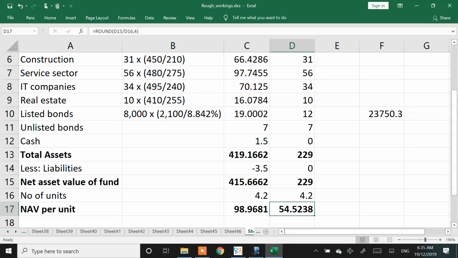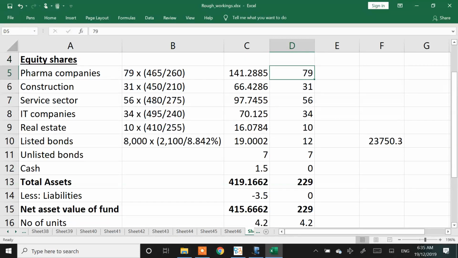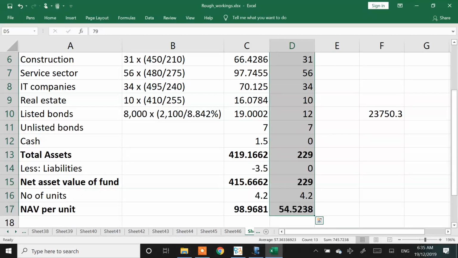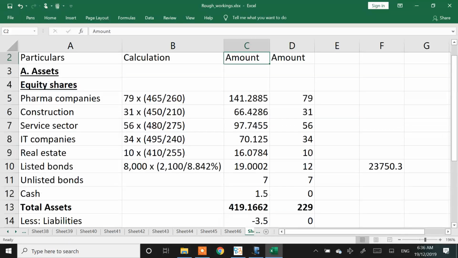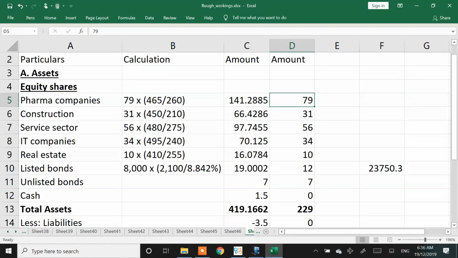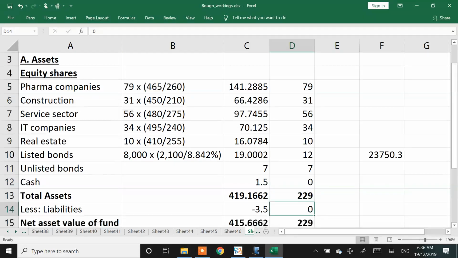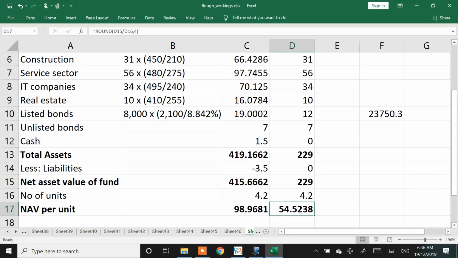So with this assumption I proceed, and this is the calculation. 2 years before, the pharma company was at 79 crores, construction at 39, service at 56, 34, 10, 12, 7, no cash balance, no liabilities, nothing else, and 2 years back my NAV was 54.5238. I need this number to calculate the return.